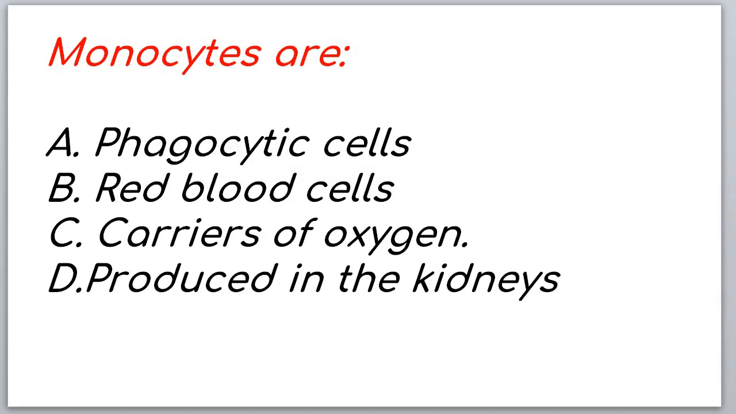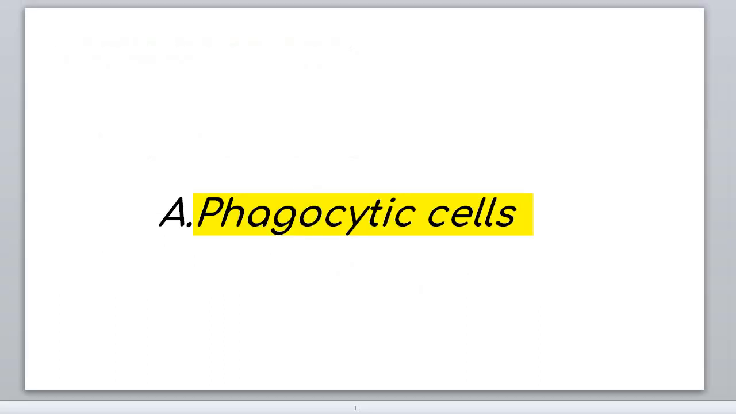Monocytes are: option A, phagocytic cells. Option B, red blood cells. Option C, carriers of oxygen. Option D, produced in the kidneys. Option A, phagocytic cells, is the correct option.